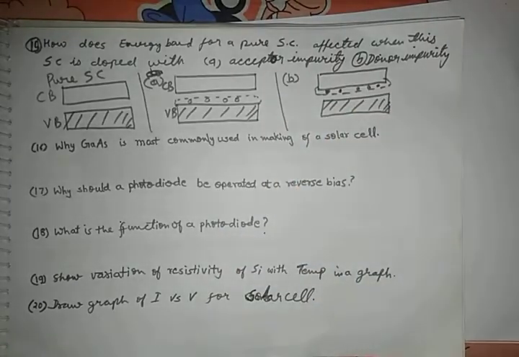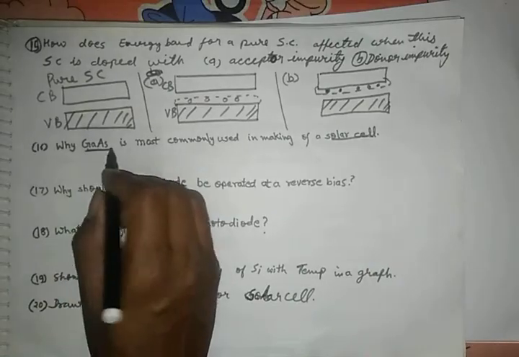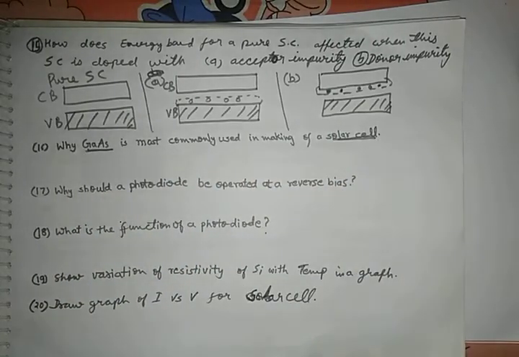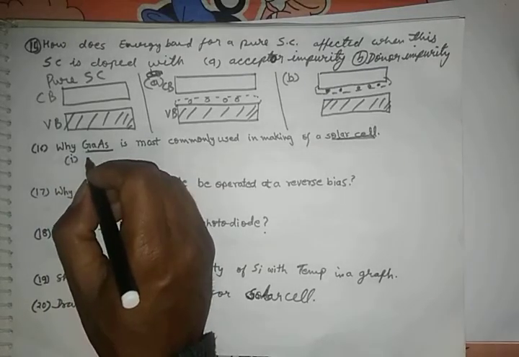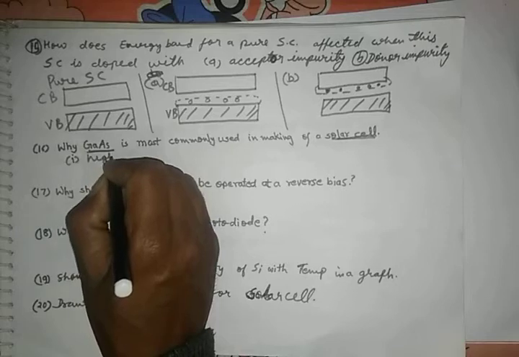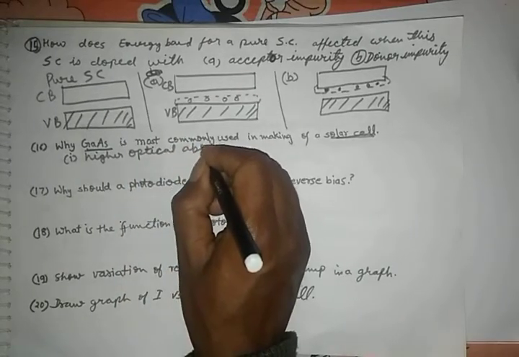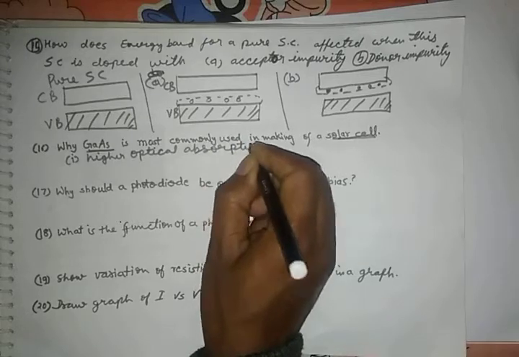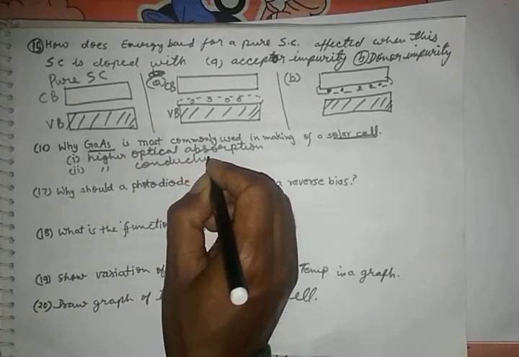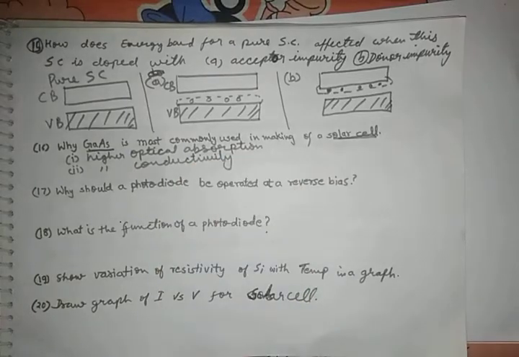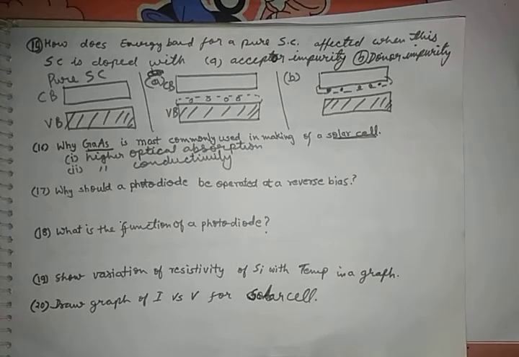That's all. Why is gallium arsenide most commonly used in making solar cells? We don't need to know gallium arsenide specifically, but we know that fabrication of a solar cell requires 2 things. First, higher optical absorption. Second, higher conductivity. So we can say that gallium arsenide is used because it has higher optical absorption and higher conductivity.